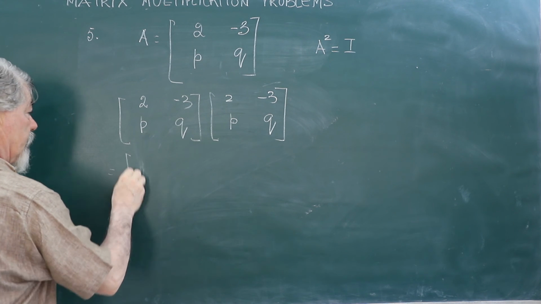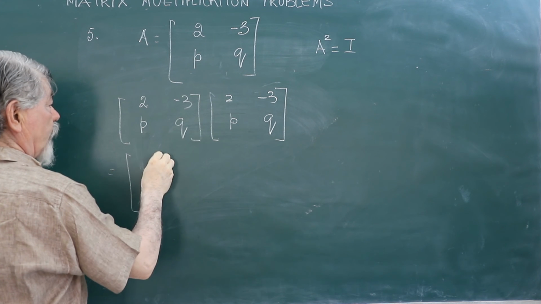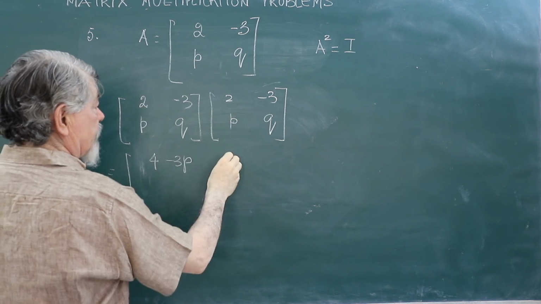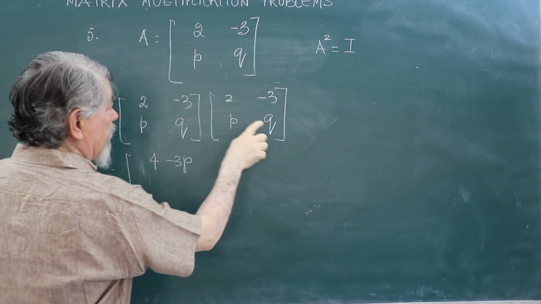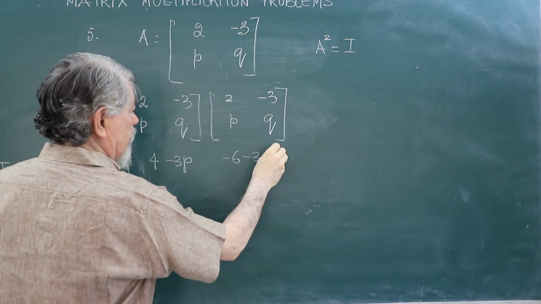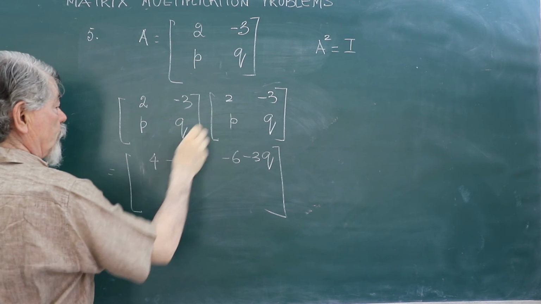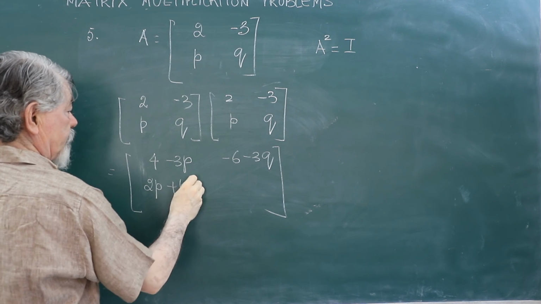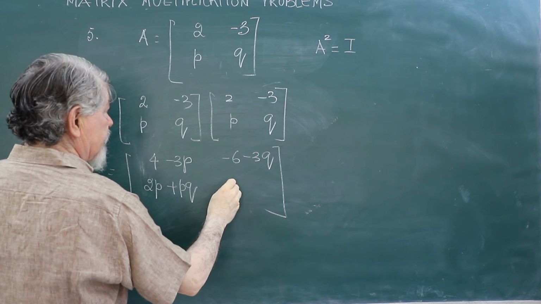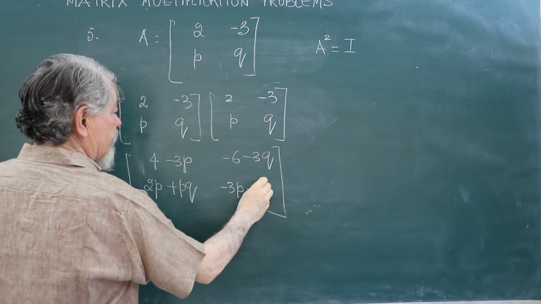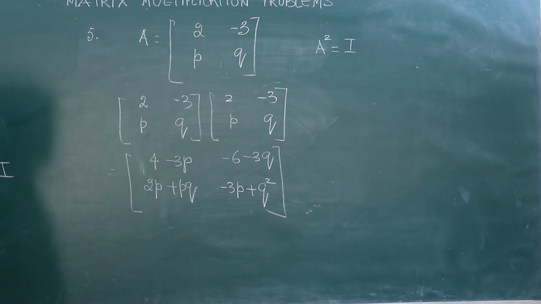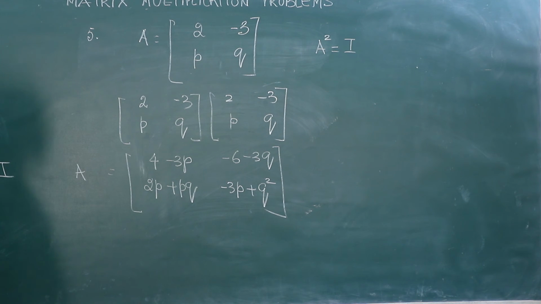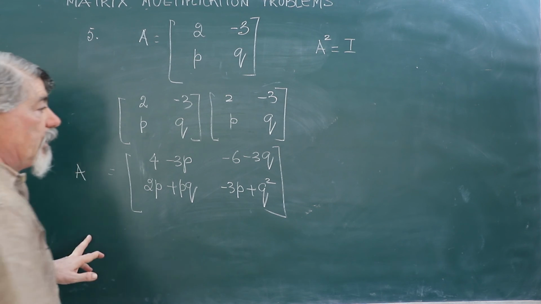It will be 2 into 2, 4, minus 3p. 2 into minus 3 is minus 6, minus 3q. P into 2 is 2p plus pq. P into minus 3 is minus 3p plus q square. Q into q is q square. And he says A square should be equal to I.